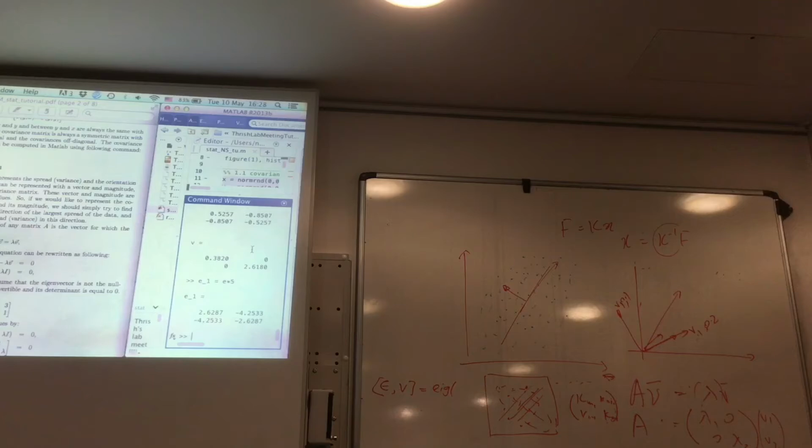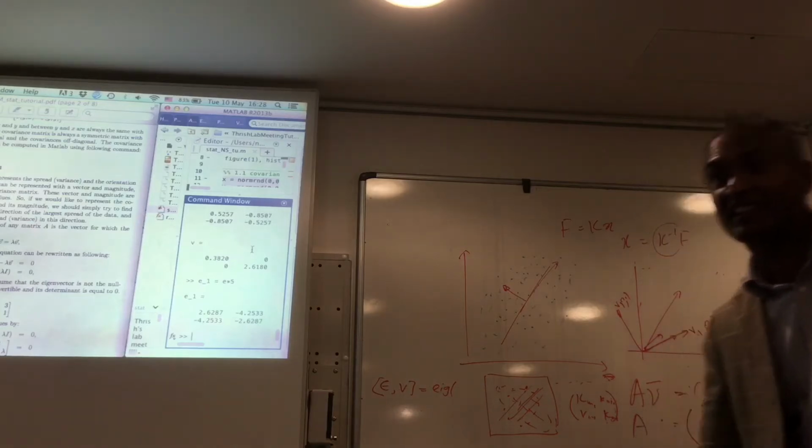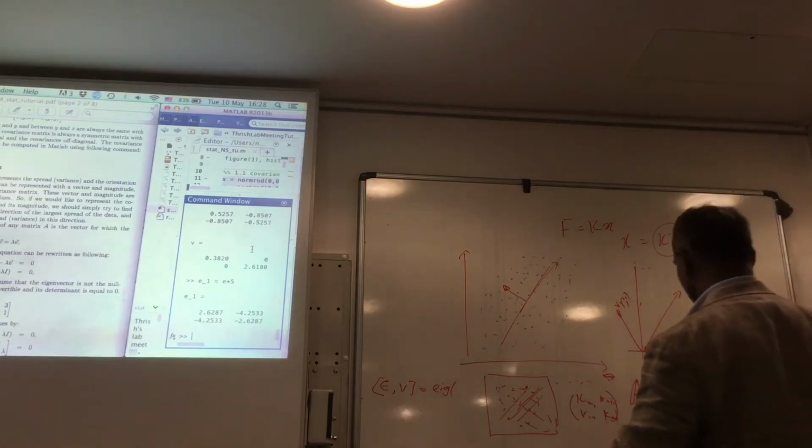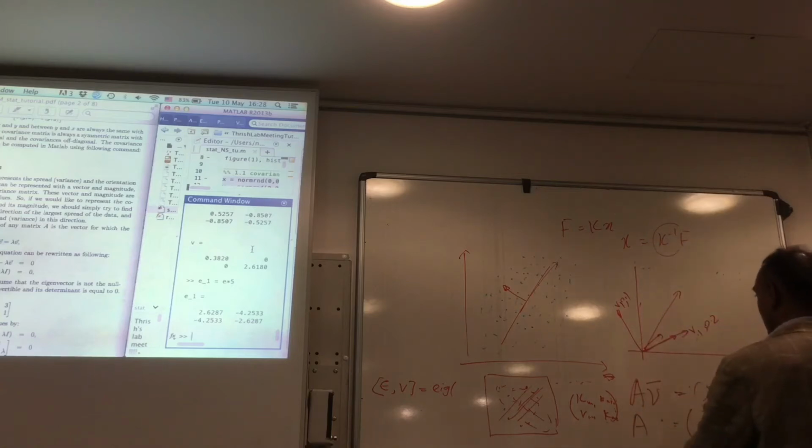Now that you're standing up, ask another question. So in a linear dynamical system where we have x dot equals ax plus bu, what's the interpretation of the eigenvectors and eigenvalues of the system?